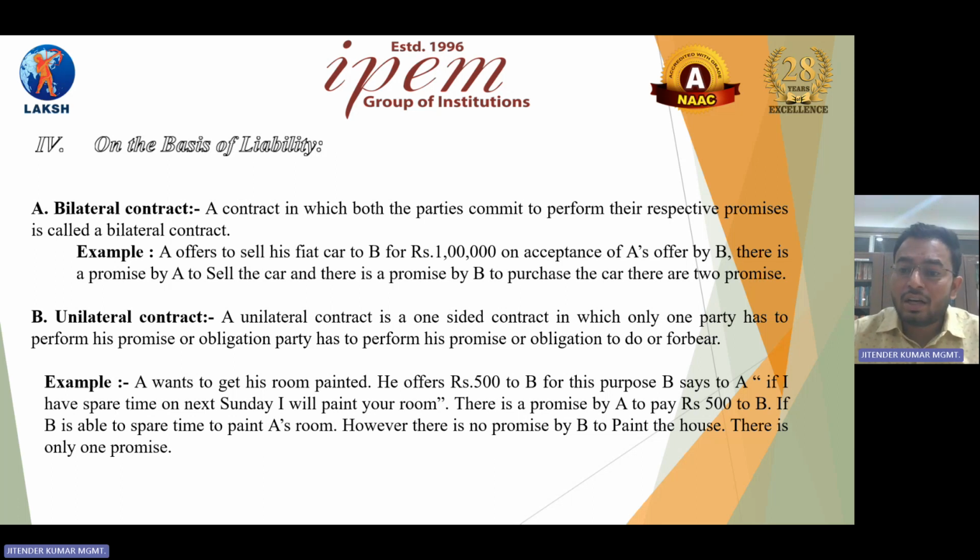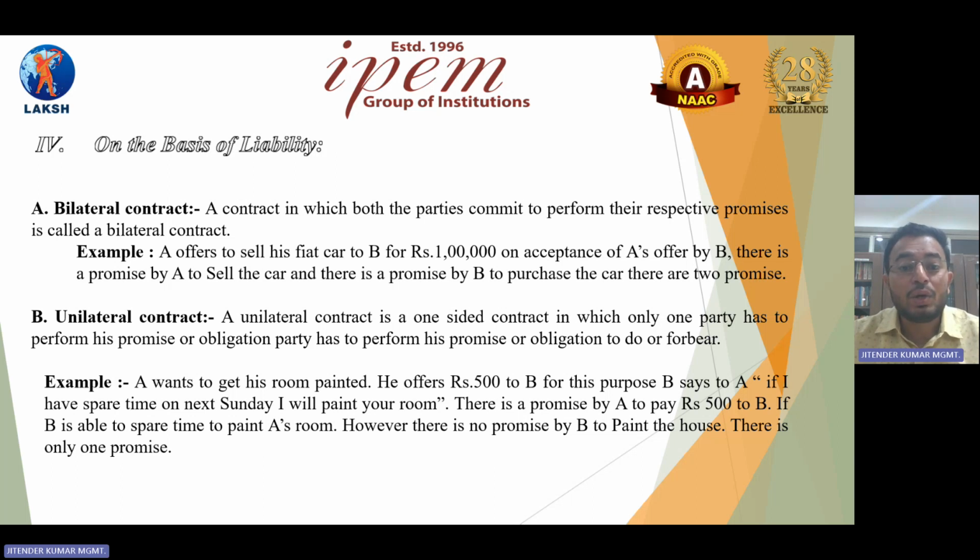And another is the unilateral contract, where one party is bound to perform their obligation and the other party is not bound to perform the duties and obligations. A unilateral contract is a one-sided contract in which only one party has to perform his promise and obligation. Let's say A wants to get his room painted. He offers rupees 500 to B for this purpose. B says to A, if I have spare time next Sunday, I will paint your room, right? So there is a promise by A to pay 500 to B.